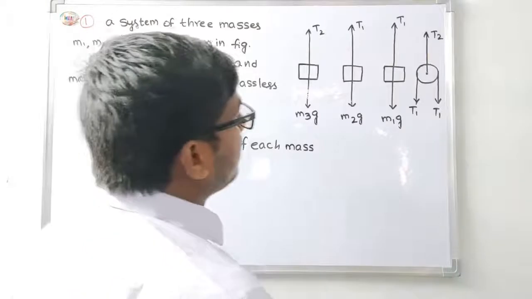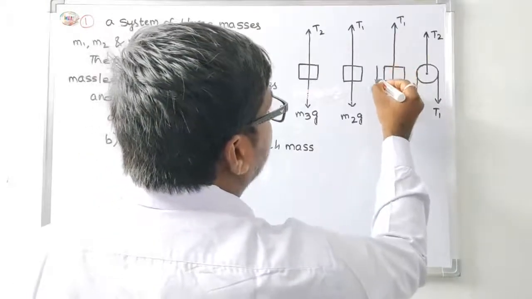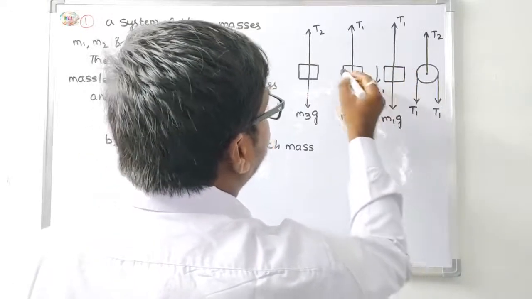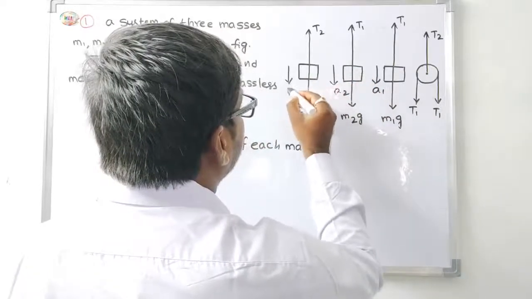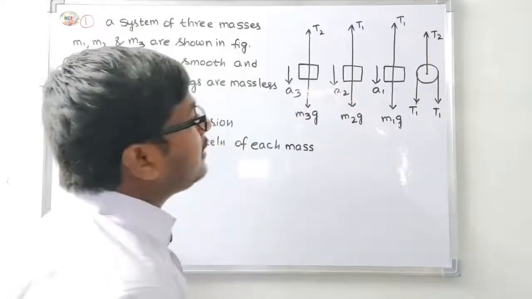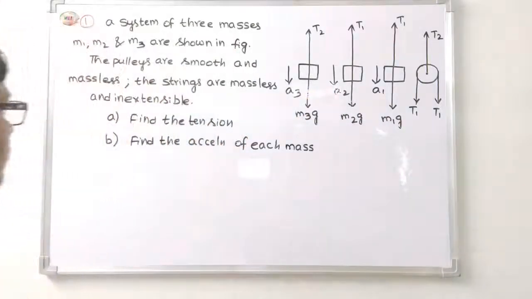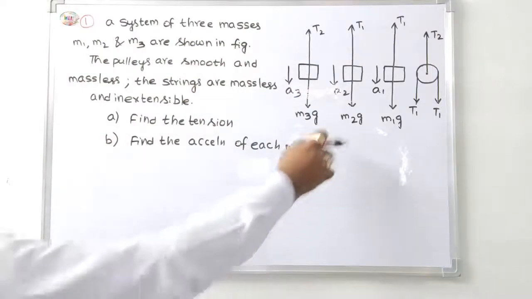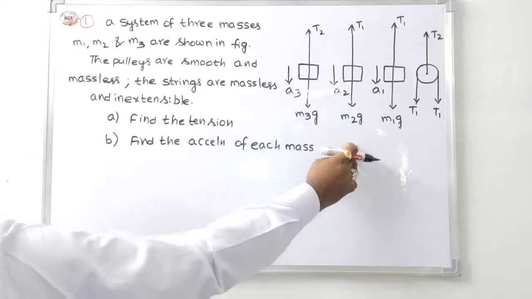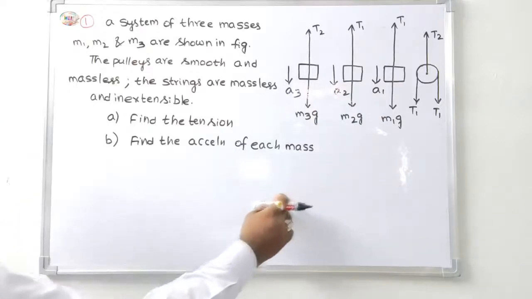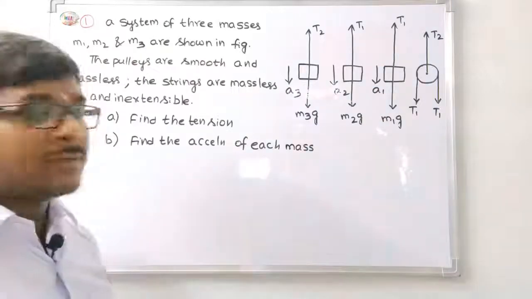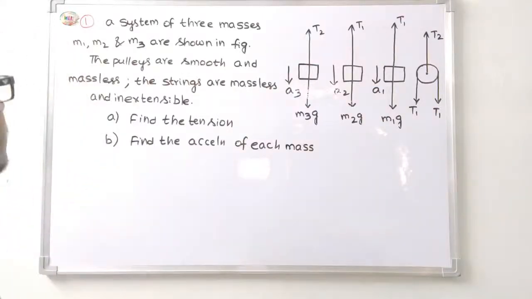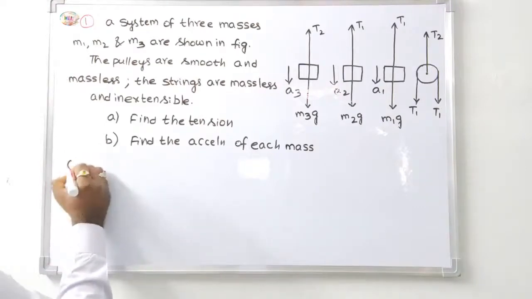This is the M1 block. A1 is acting in the downward direction, A2 acting downward and A3 acting in a downward direction. In this one all the blocks are assumed to be moving downward, and the free body diagram of each block is shown in the figure. First write the equations.